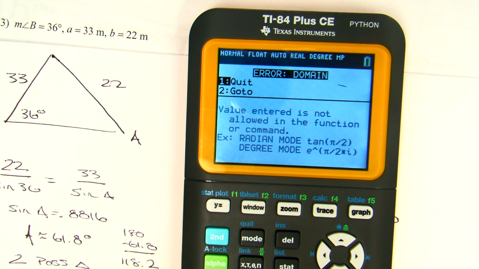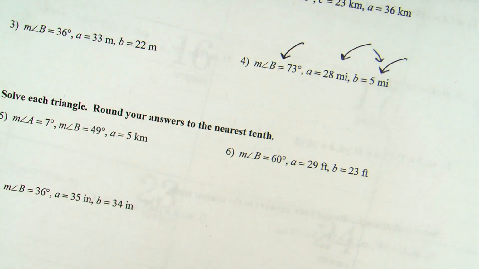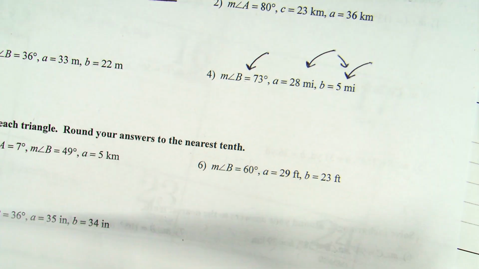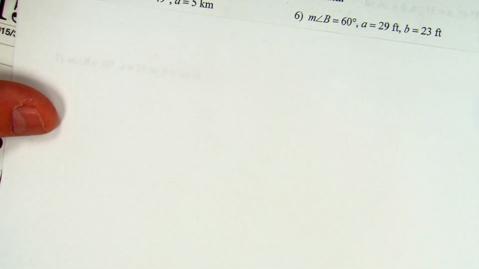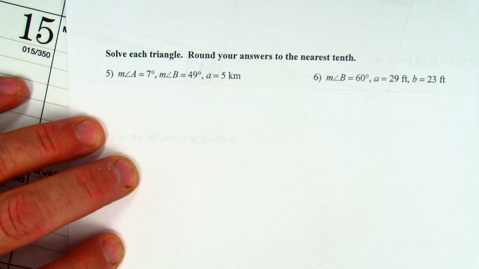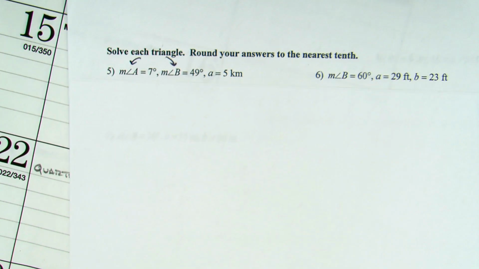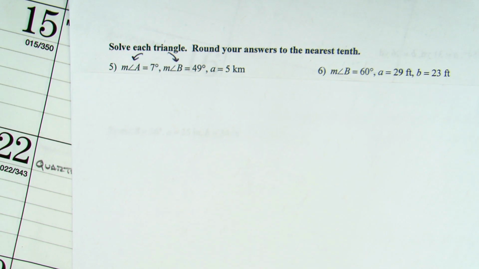Sound good? Alright, now, if we scroll on down to number 5. Solve each triangle, round your answer to the nearest tenth. Okay. Now, please use this as a warning. In this problem, they give you 2 angles. Everything we just did plays no part in this whatsoever. This goes back to last night. And you're just doing law of sine.